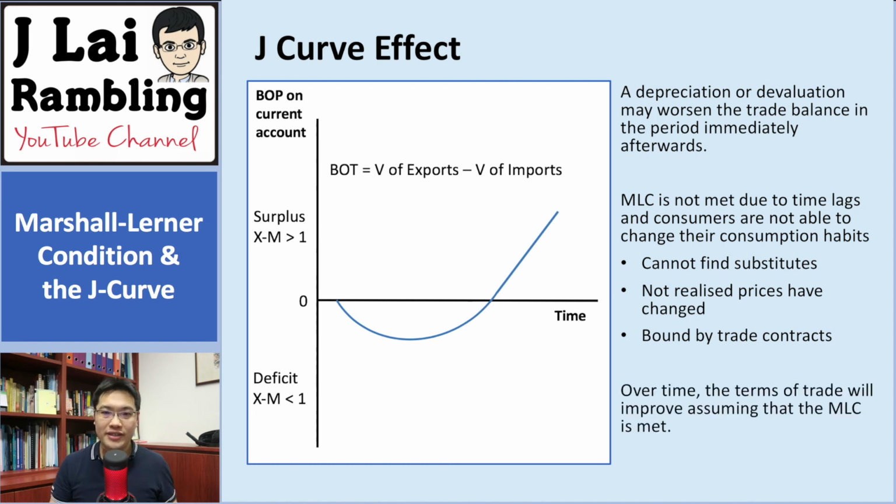Because what happens is over time, when they have time to react, when I have time to find substitutes for those toilet rolls, and I don't need to buy them from abroad, I may buy them domestically. Or people from abroad suddenly realize that the prices of the goods in this country have gone down, and they will buy more of the exports. And then in that case, the Marshall-Lerner condition will be satisfied. They are responding to the changes in prices, and therefore there will be an improvement in the balance of trade in the long run.